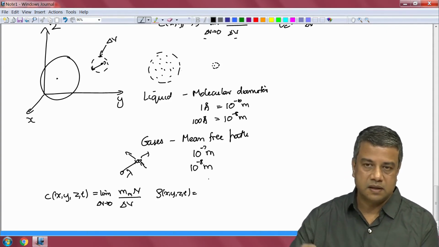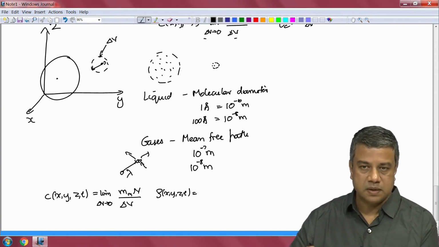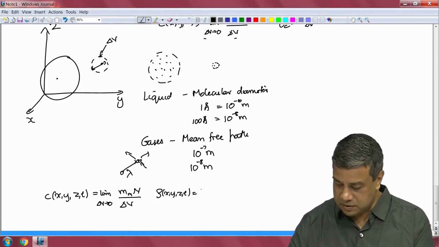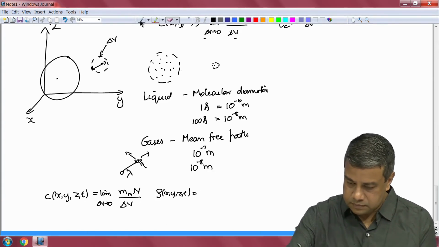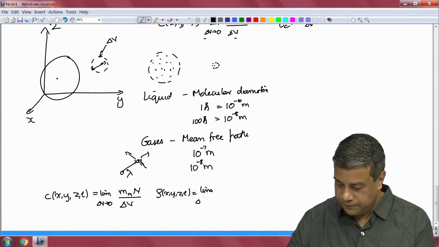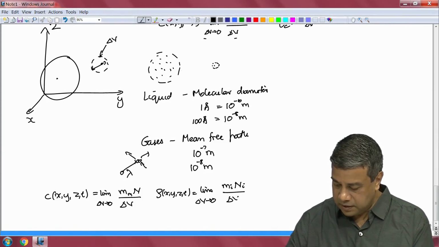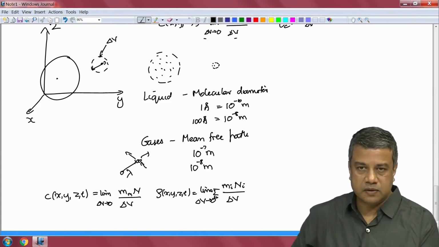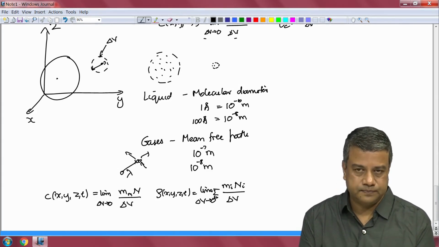If you had only a single component system, the concentration and the mass density will be the same. If you have a multi-component system, concentration includes only one kind of molecule, the mass density includes all of the molecules. So, this is basically the limit as delta V goes to 0 of the sum of all the molecules, Mi Ni, divided by delta V, summed over all species i. So, you sum it over all the species of all the molecules. That is the definition of the mass density.